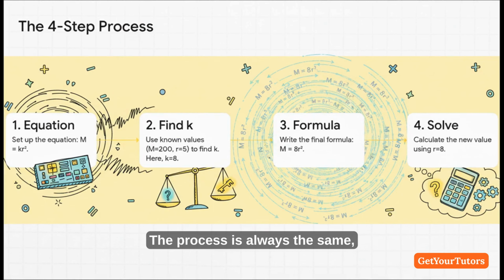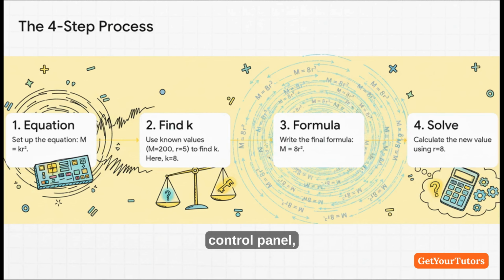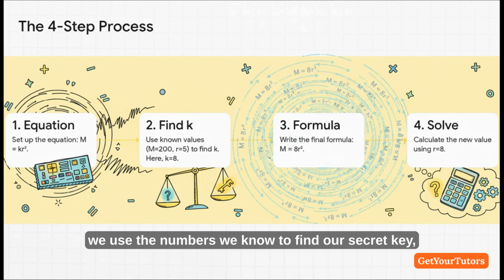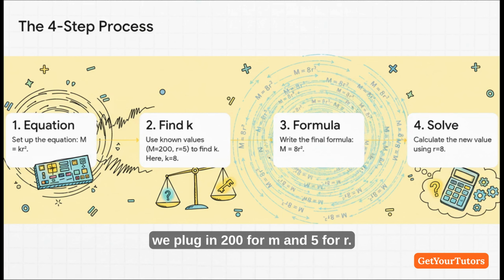The process is always the same, which is the great part. First, we translate the words into the right equation from our control panel. m equals k times r squared. Second, we use the numbers we know to find our secret key, k. So we plug in 200 for m and 5 for r. We solve it, and we find that k is 8.